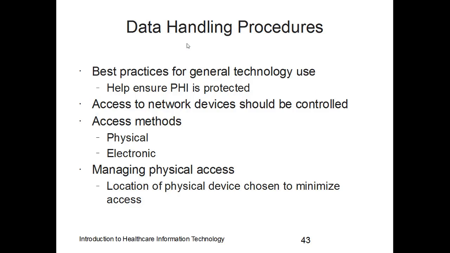All right, next we'll talk about data handling procedures and best practices for general technology use. This helps to ensure that the PHI is protected. Access to any kind of network device should be controlled, whether it be accessing the information electronically or physically. When it comes to the physical access of the hardware, the location of the physical device should be chosen to minimize access. You wouldn't want it in a very highly populated area or high traffic area. So being able to monitor who goes in and who goes out of a room where servers are maintained helps to limit any potential unauthorized use.